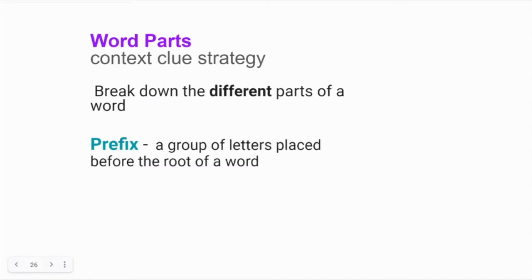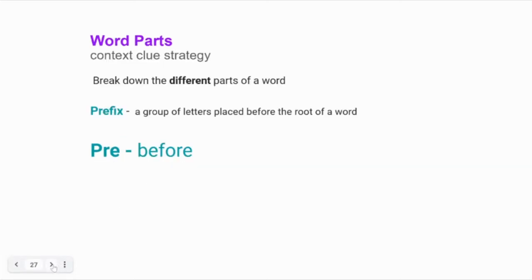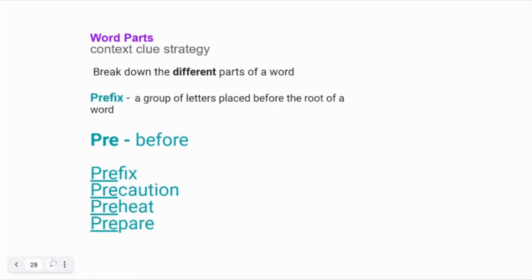Well, let's try another word part strategy, and it's the prefix. A prefix is a group of letters that are placed before the root of a word. One of the prefixes is pre, the letters P-R-E, which means before. Some examples that contain the prefix pre are words like prefix, just like the word that we were just talking about, precaution, preheat, prepare. So I know these words all have something to do with before. For example, if I look at preheat, I remember that word from the oven. I know that we preheat the oven so that we can bake.